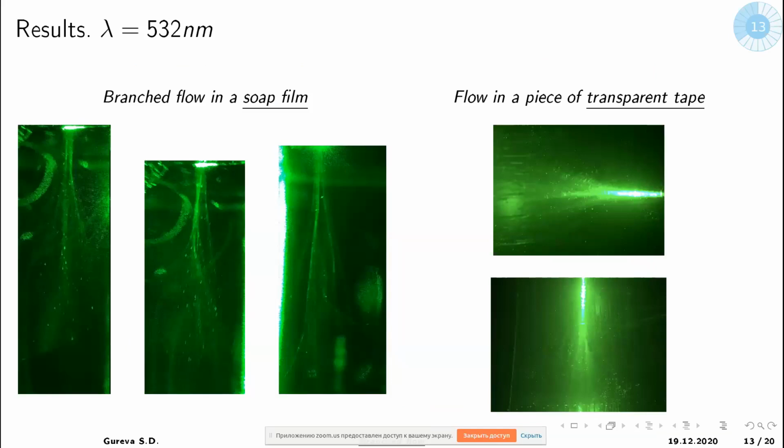and here are more results for the green light. We also had the hypothesis that the effect can be observed inside a transparent tape. So we put the laser to the transparent tape. In previous works, the observations were only carried out on soap films, and we obtained these results, but we cannot definitely say whether it is real branching.